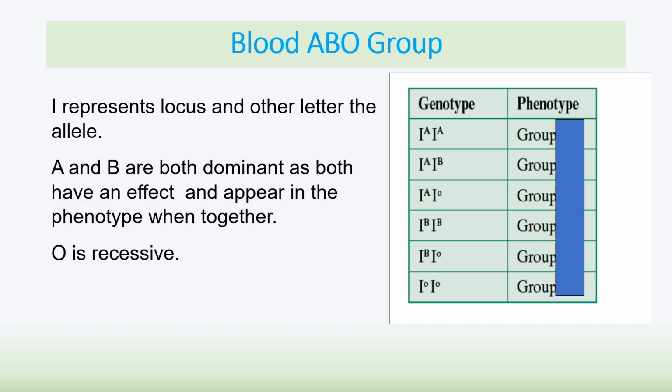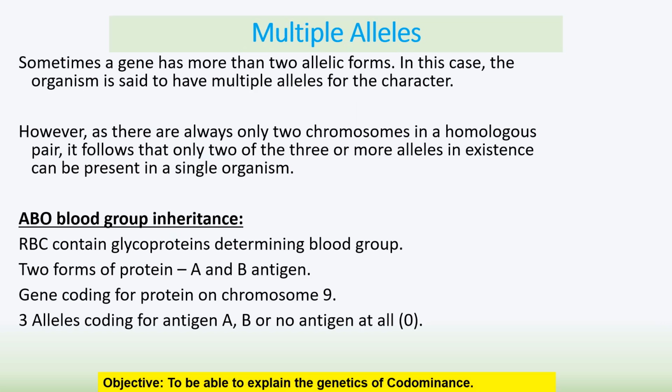So the I represents what we call the locus, and the other letter is the allele. So the locus is a position on the chromosome. A and B are dominant, as said. O is recessive. Sometimes a gene has more than two forms. In this case, we're going to say they're multi-alleles. However, there are only ever two chromosomes in the homologous pair, so only two of the three or more alleles in existence will be present in a single organism. So that is the example.